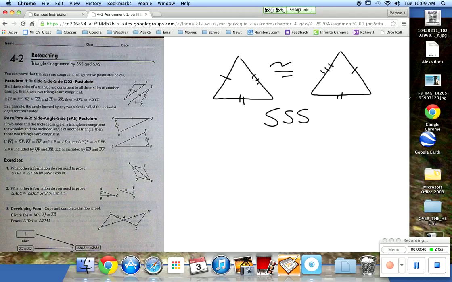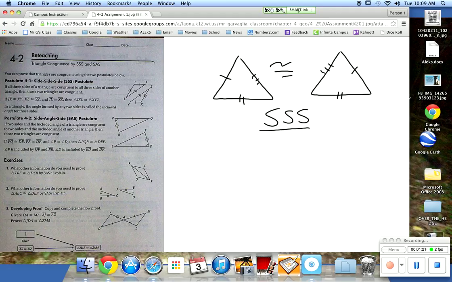Side, side, side congruency are the two ways that we look at this: side, side, side postulate and side, side, side congruency. All right? You will be asked on assignments and in tests if two triangles are congruent. If you show that all three sides are congruent, it is by the side, side, side postulate or side, side, side congruency. That's the first one we're going to look at.